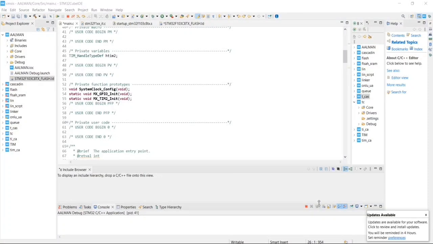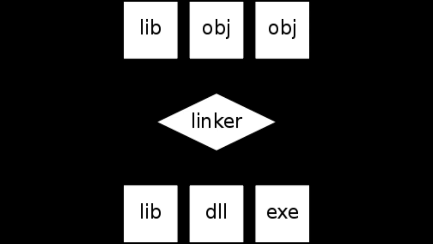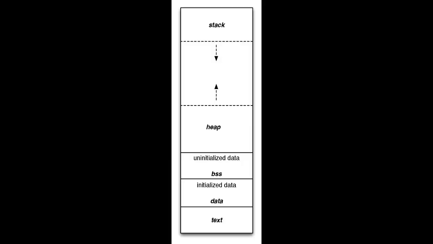Hi, in this video I'm going to talk about the linker script. So let me talk a little bit about the linker script. It's a script given to the linker in order to specify the memory layout and to initialize the various memory sections used by the firmware.